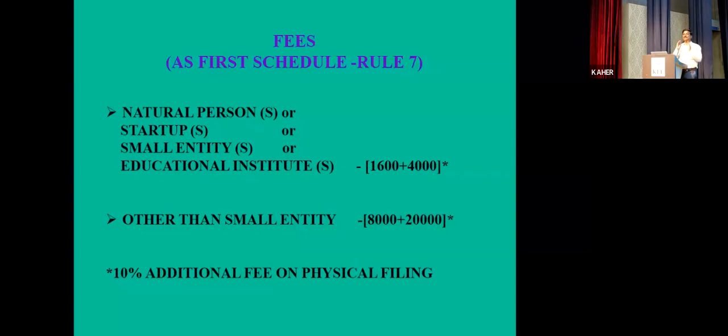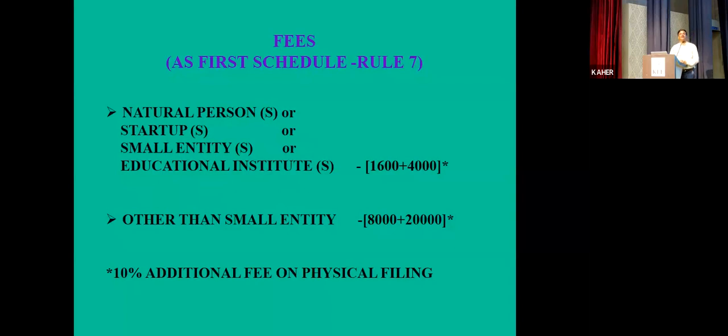If you are filing form number 9, early publication, you want quicker publication of your invention, I want to bring my invention into the public domain very fast, then I need to file the form number 9 with a fee of 2500 for these 4 persons. Other than small entity, they have to pay 10,000. So it is the form number 9 fee.